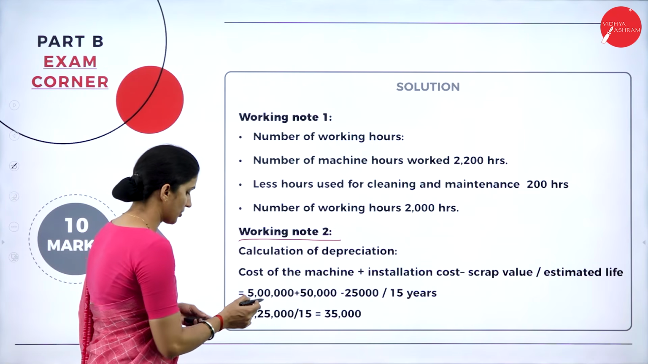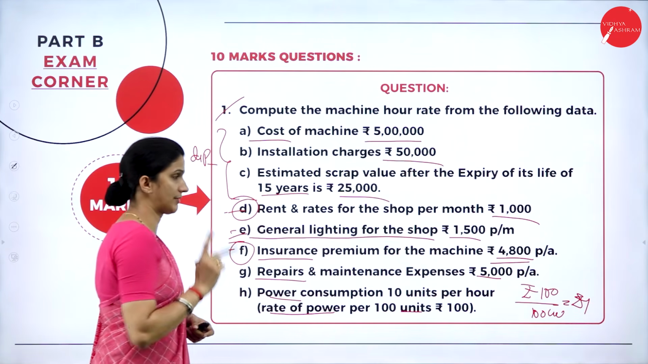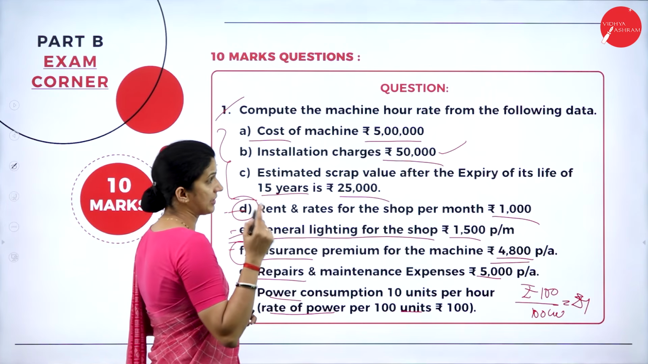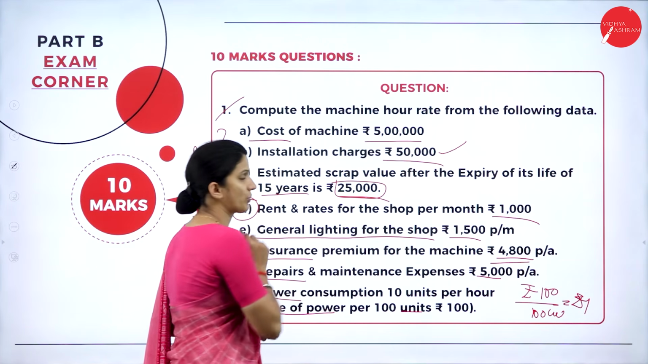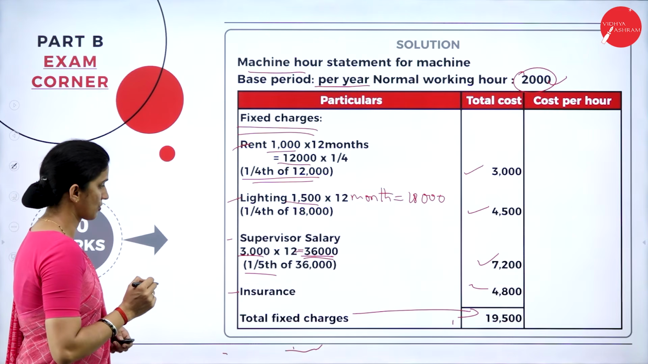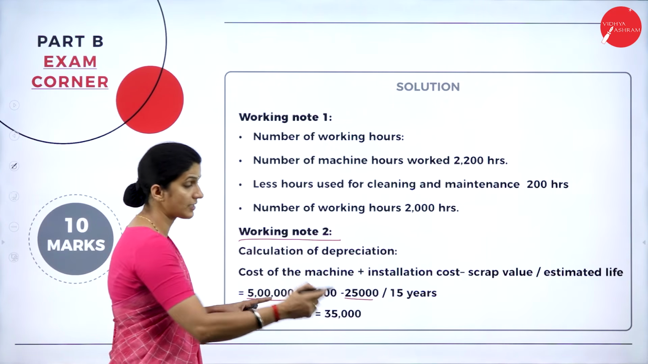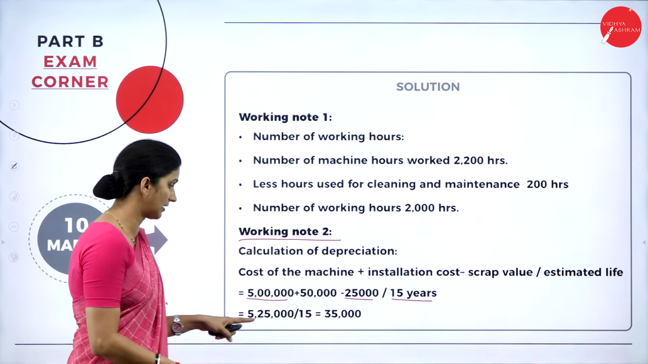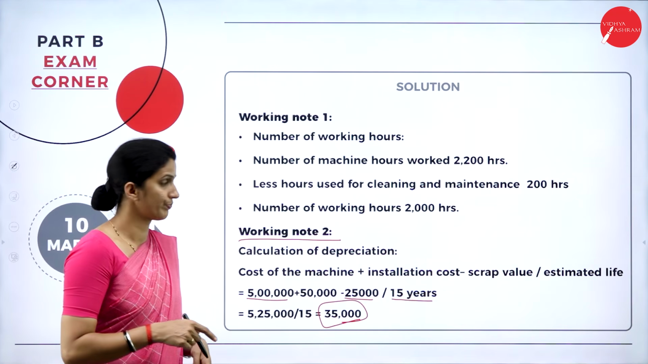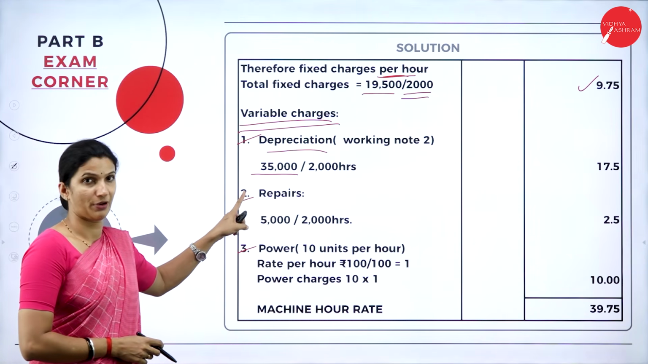So here cost of the machine, it is given in a question. So the cost of the machine, it is 5 lakh plus installation cost 50,000. Then estimated scrap value of the machine, it is 25,000 and estimated life is 15 years. So 5 lakh plus 50,000 minus 25,000 divided by estimated life 15 years. So your depreciation per year, it is 35,000. So we'll come back to the statement. Your depreciation per year, it is 35,000.